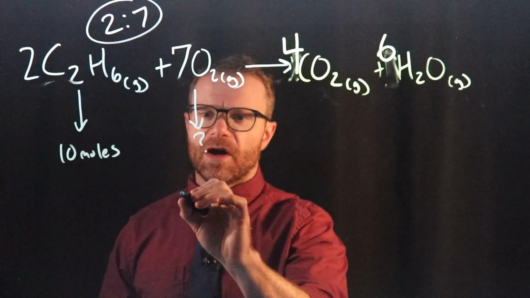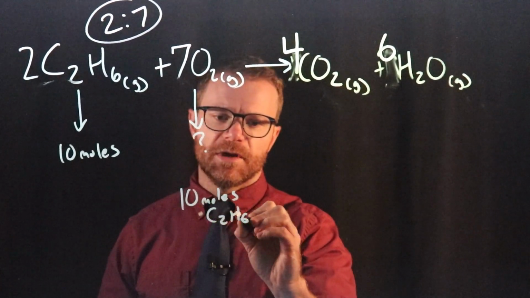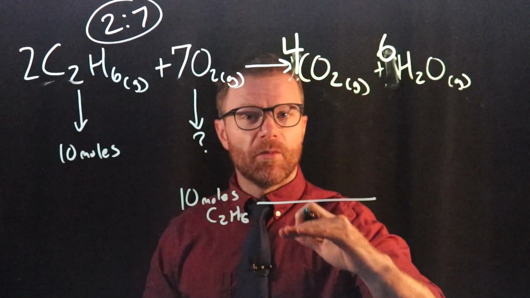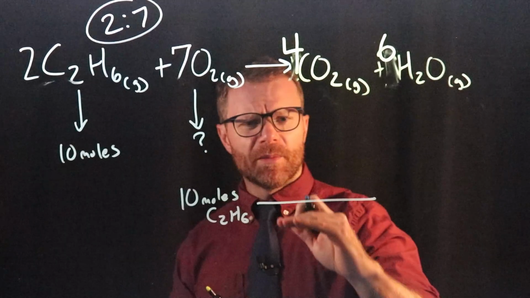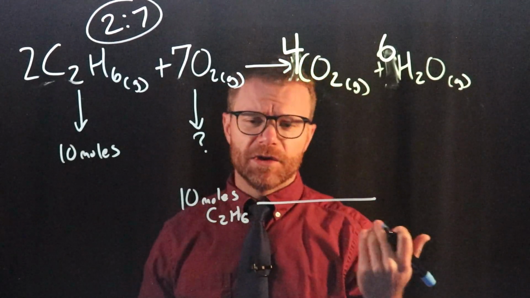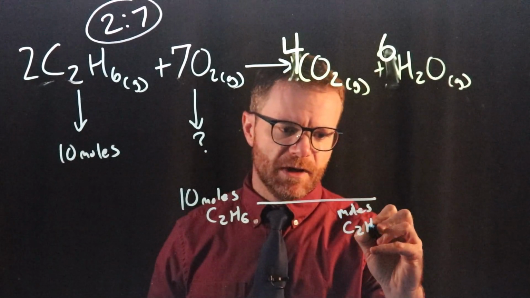So we take our 10 moles of C2H6, we draw a blank conversion factor. We're going to put our mole ratio in here, but before you put the numbers in, I always recommend with my conversion factors, just put the units in first. So moles of C2H6.